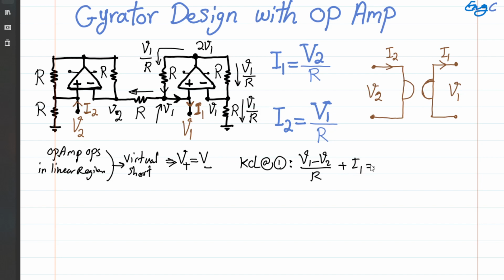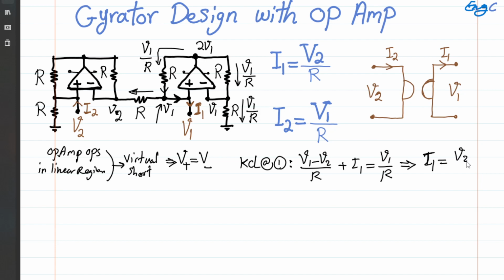And this sum should be equal to V1 over R that is coming in. So V1 over R. Okay, you can see that V1 over R is cancelled out from the right-hand side and left-hand side, and what we get from this is exactly what we wanted. We get that I1 is equal to V2 over R by moving this negative V2 over R to the other side.